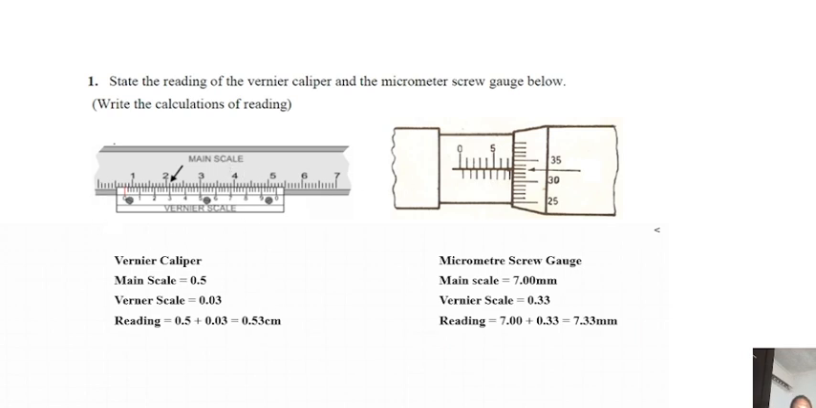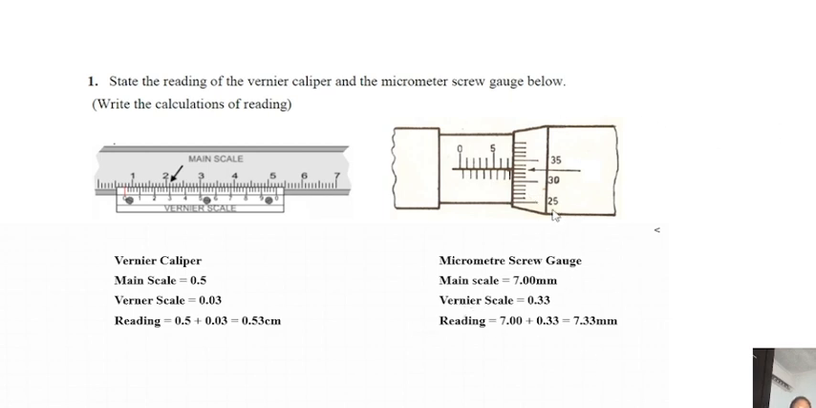So the same thing goes to the micrometer screw gauge. For the micrometer screw gauge, it's different. So this one here is the main scale, and this is the vernier scale. So how do we take it? It is in 0.5. So this is 0, 0.5, 1, 1.5, 2, but you don't have any issue. Just go to the last one because this is 5. So 5.5, but you can just say 5, 6, 7. So that's the main scale. So the main scale is what? 7.00 millimeter.